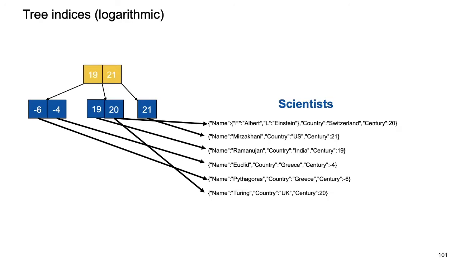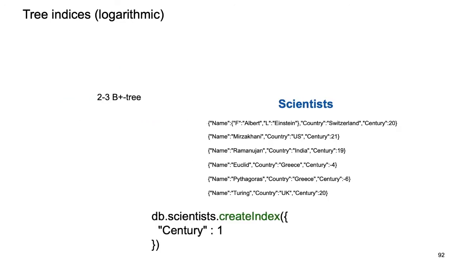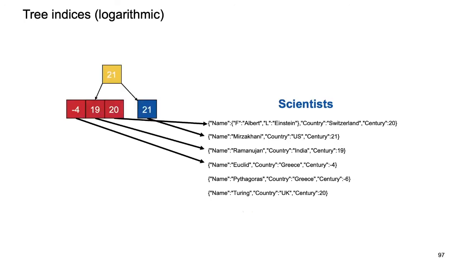This structure is built once and for all. You have to write down a command on the shell or in a program that is basically what I showed you here. Create index century 1. The 1 says it's a B plus tree, a tree index. 1 says ascending. You have ascending century. Hash would be the string hash if you want a hash index, 1 for a tree index. Okay, so you do that.